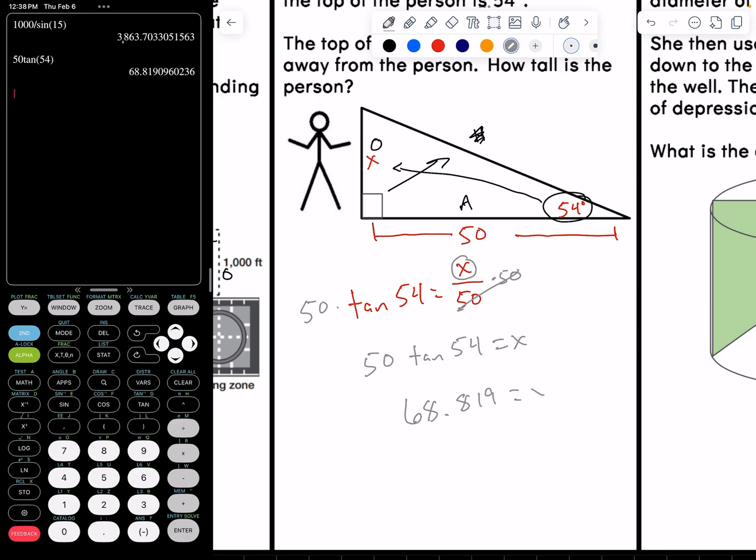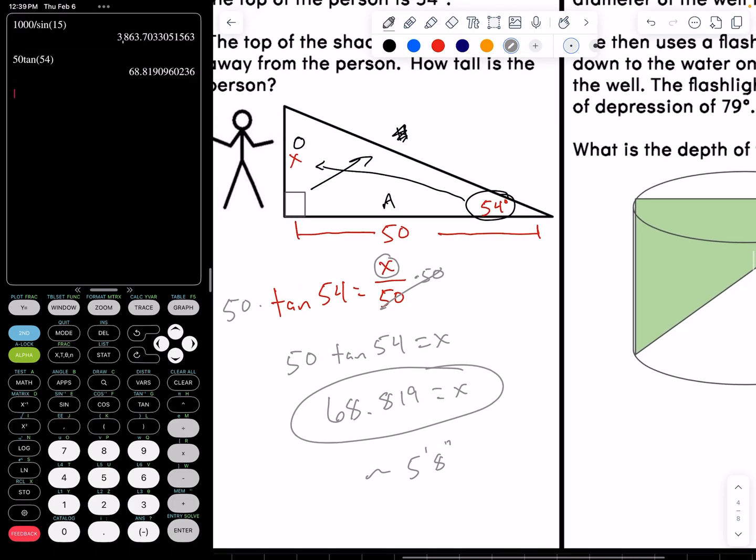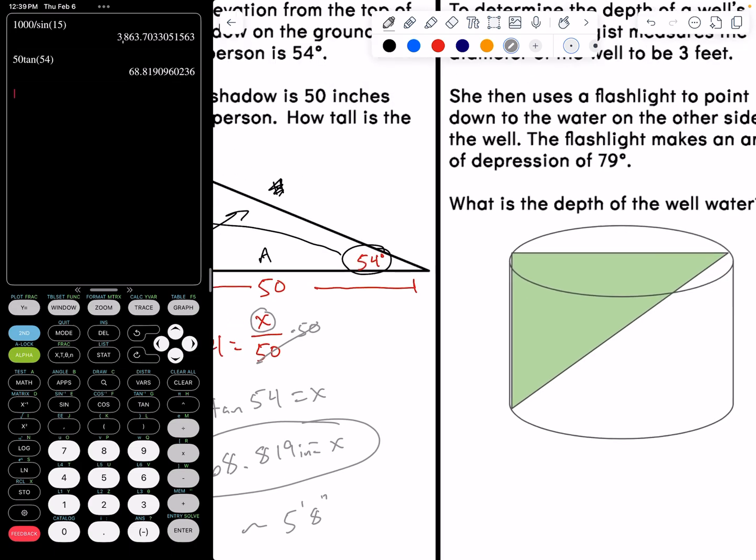68.819 equals x, which is going to be approximately 5 feet 8 inches, a little bit more than that, but just a little idea on what that is, not just in inches, but in feet, because this is in inches.